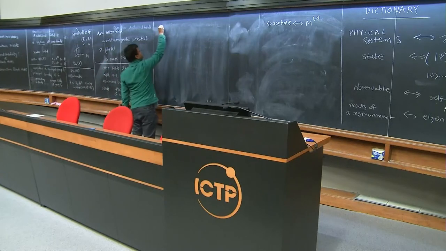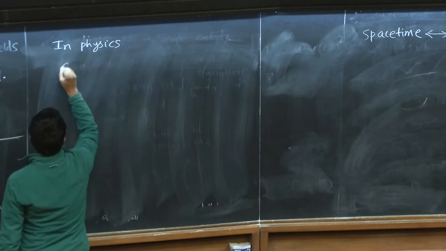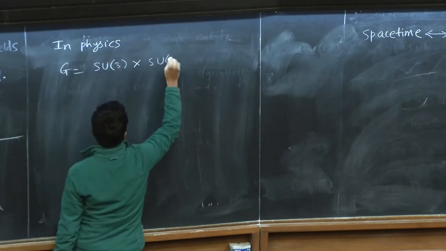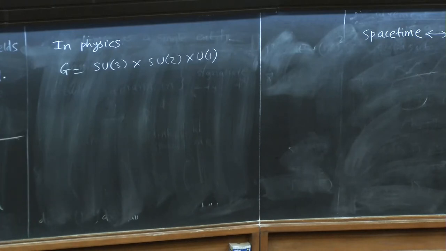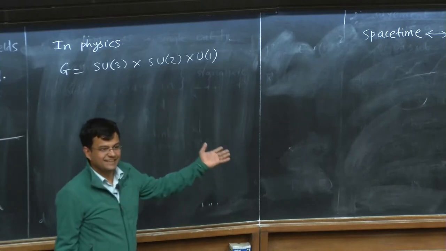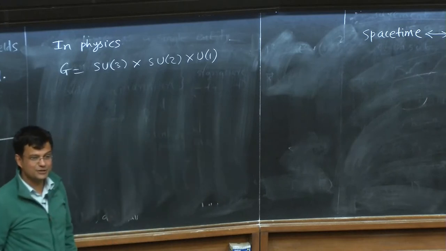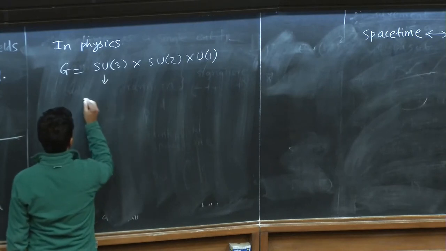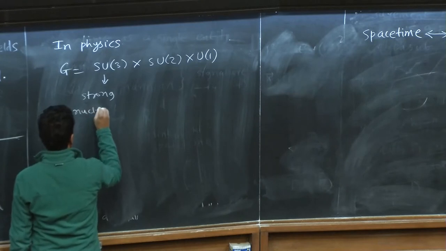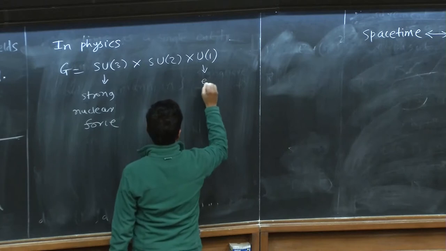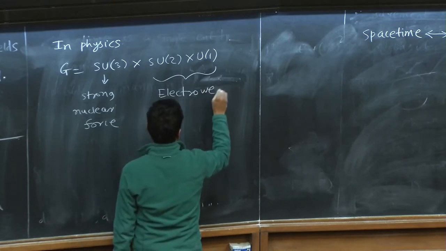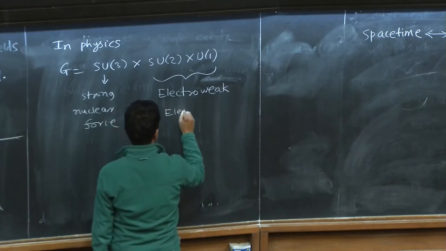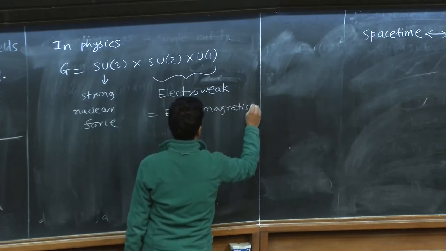Now, surprisingly, in physics, G equal to SU(3) cross SU(2) cross U(1) is all that you require to explain essentially all the physics that we have encountered thus far, up to the Large Hadron Collider. It's quite a remarkable fact. From a mathematical point of view, it's not clear what is so special about these groups, but from a physical point of view, they are special. This is related to the strong nuclear force. This is the electromagnetic force. These together were unified by Salam at the ICTP, which is basically electromagnetism plus the weak nuclear force.